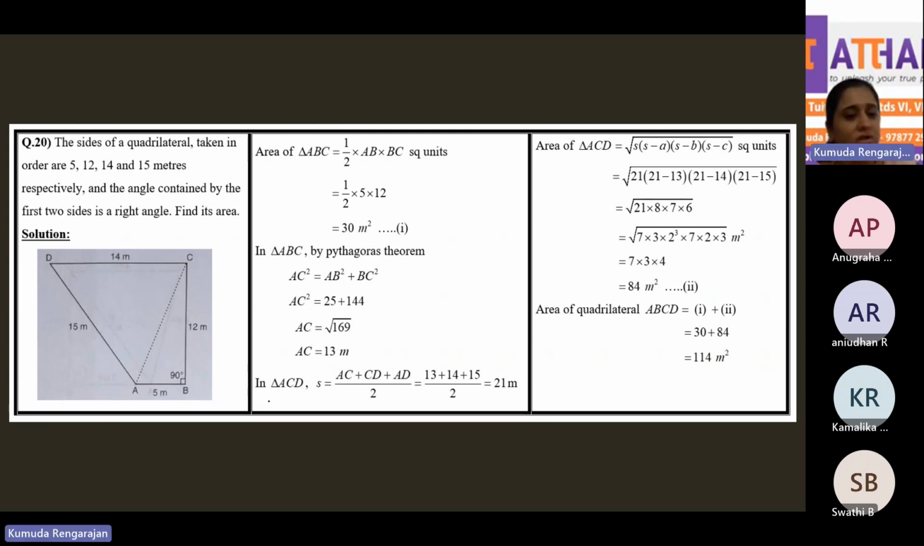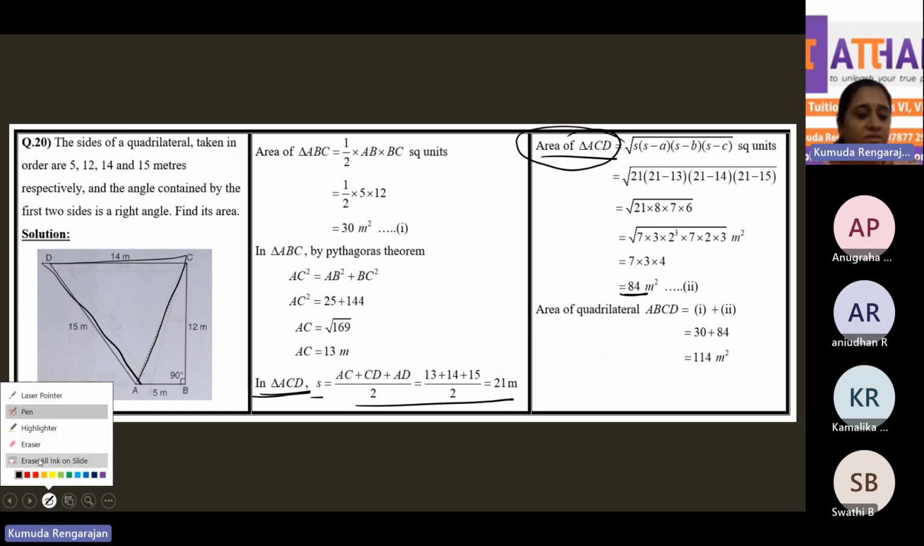Then you must mention, see here, in triangle ACD, semi-perimeter S is equal to this. I mentioned the triangle: in this triangle ACD, S, the semi-perimeter, is equal to this. Then again here, the area of triangle ACD is equal to this. So this is the area of triangle ACD. So like this. Srivatsan, you're missing all this.